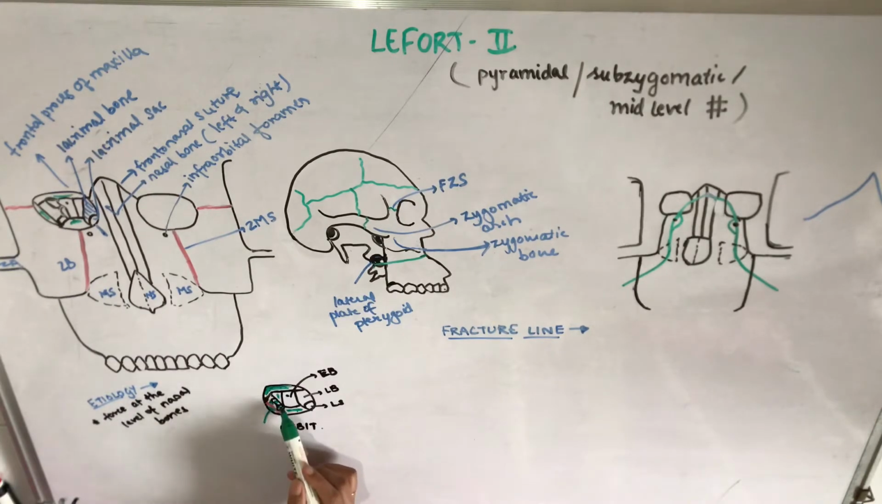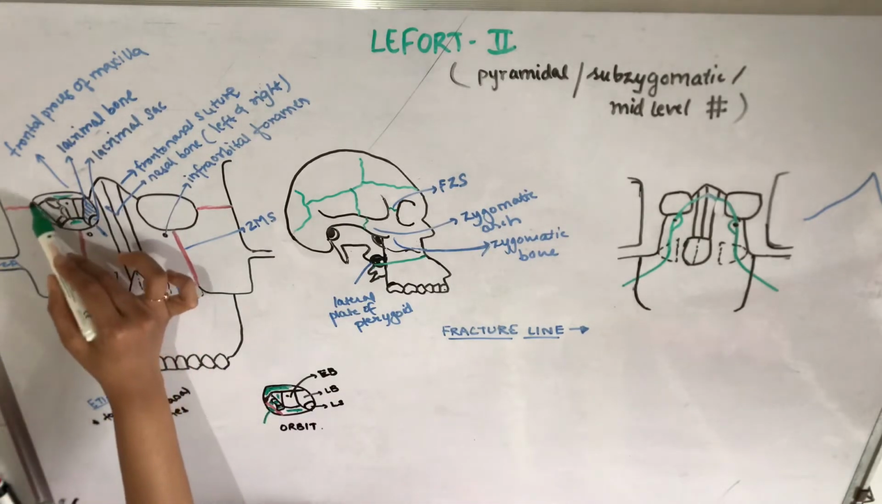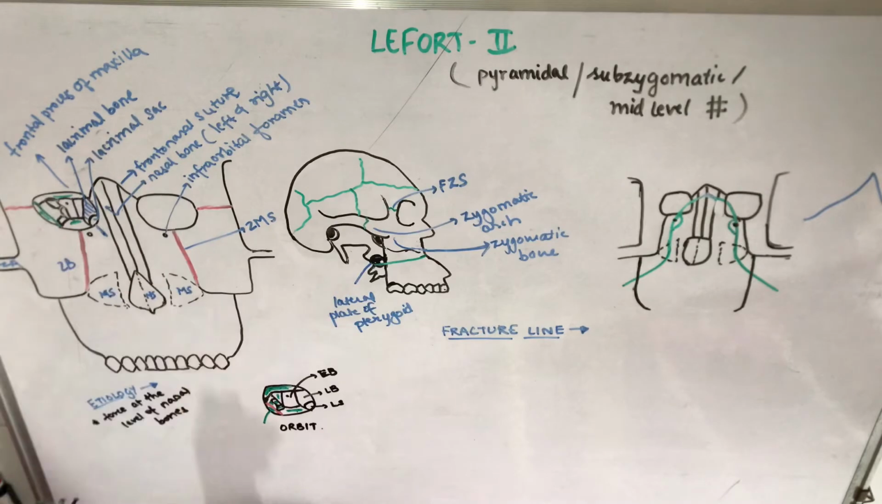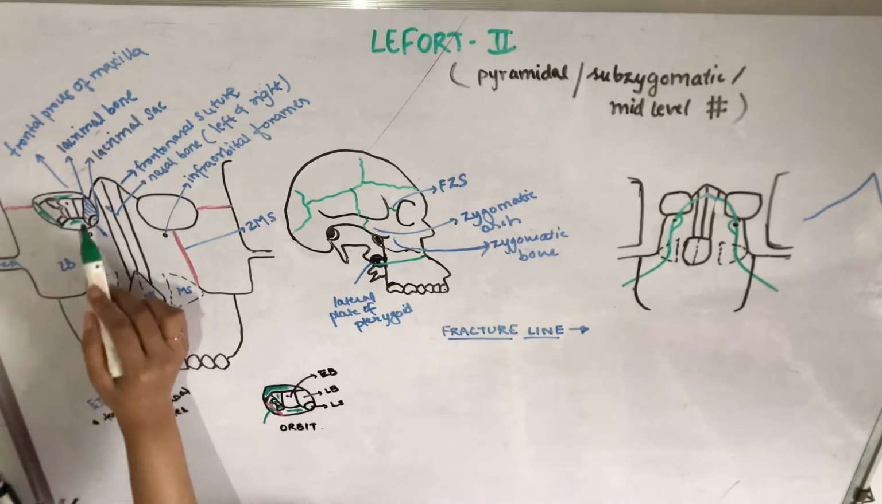Now this is your sphenoid bone. As we have said, this is the lesser wing of sphenoid and this is the greater wing of sphenoid. In the greater wing you have the superior orbital fissure and inferior orbital fissure. This red line is the sphenozygomatic suture. So this is all about the orbit.